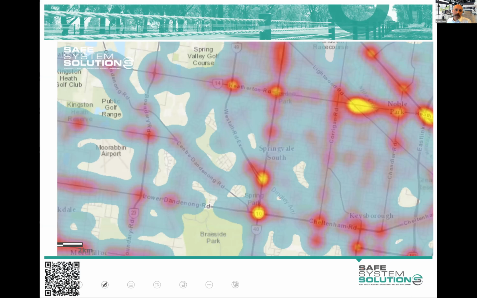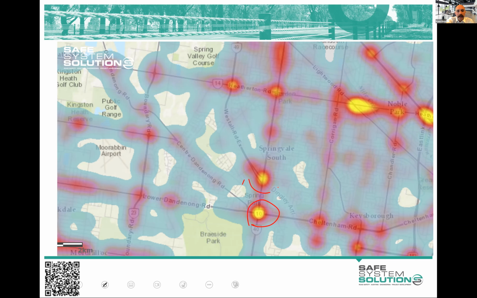Okay, so I picked a random part. I did pick out of metropolitan Melbourne, and I just heat mapped very quickly the death and serious injury. This is very easy to do. You can do it in pretty much any jurisdiction very quickly these days with this publicly available software. And obviously, the more intense the spot here, the more death and serious injury.